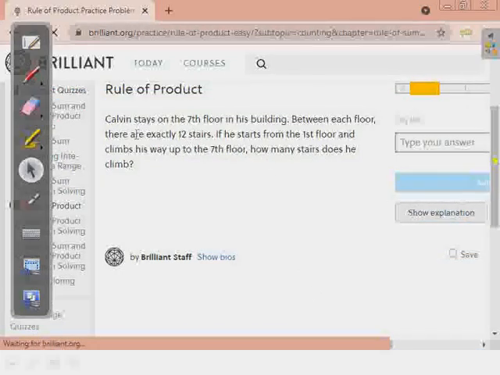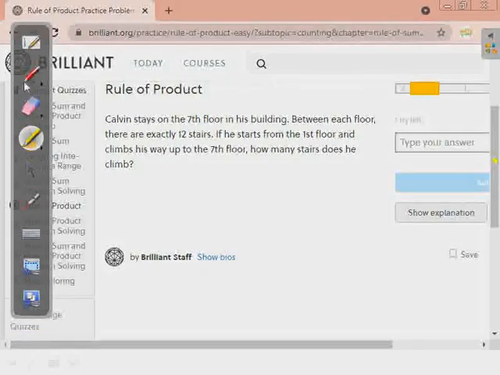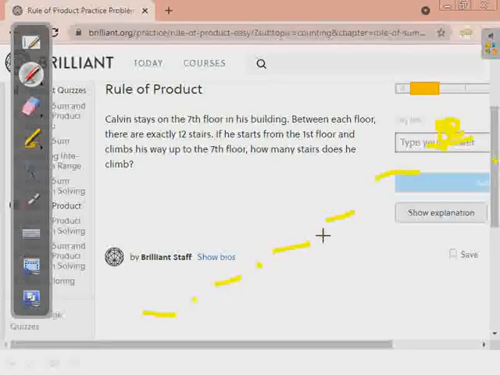The first question isn't quite related to the rule of product, it's just about understanding. Okay, we will do this. So Calvin stays on the 7th floor in the building. Between each floor there are exactly 12 stairs. If he starts from the 4th floor and climbs up to the 7th floor, how many stairs does he climb?